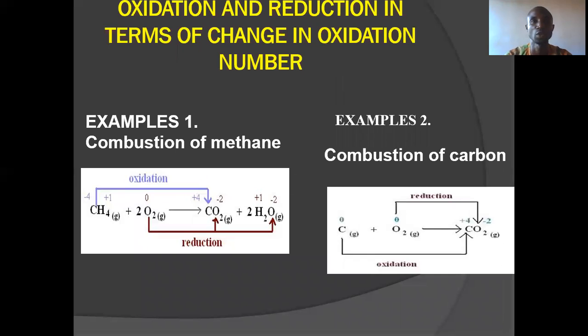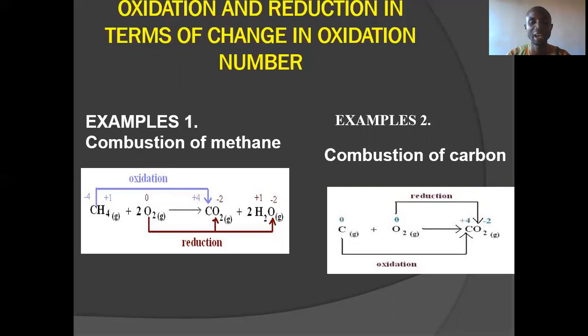Let's talk about when we consider oxidation reduction reaction in terms of change in oxidation number. When methane burns in air, we have an equation like this. Here we can see that the oxidation number of carbon changes from -4 to +4. That is an increment, the oxidation number increases. We call it oxidation. Oxidation increases the oxidation number, while reduction decreases the oxidation number.